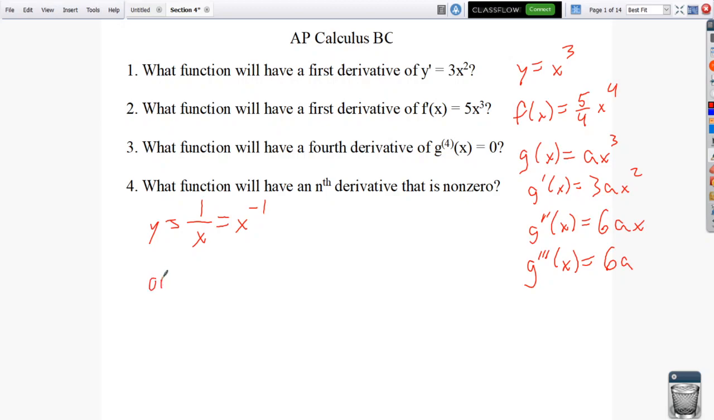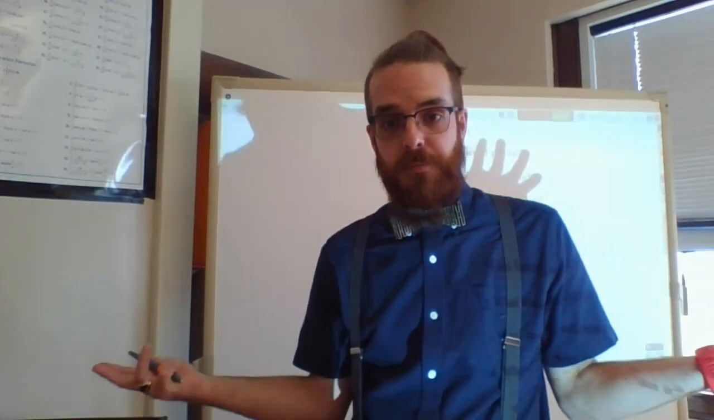An alternative for this one would be any rational exponent, like square root of x. Remember, we had to think of that as x to the 1/2. So when I take away that 1, it never achieves a 0 in our exponent, and therefore would never achieve a derivative that is a constant, which would have a subsequent derivative as 0.